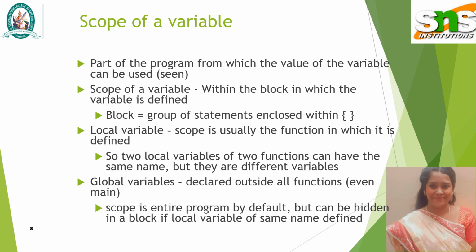Global variables are declared outside the functions and are available to the entire program, but they are hidden in a block if a local variable has the same name. The scope of the variable can also be the default, but it is hidden within a block, and the name of the variable can also be defined in a function.